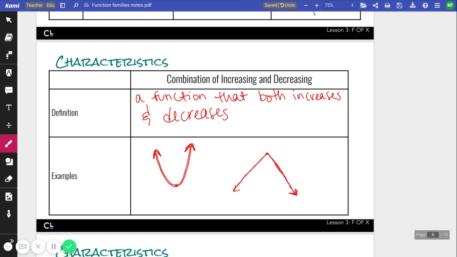We can even have crazy looking functions that do all of the options. So they could be increasing, constant, increasing again, change to decreasing, constant, but that wouldn't fit one of our function families. So that's just a little extra example there. So that's one group of characteristics.